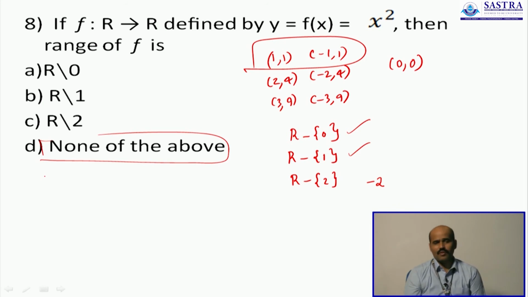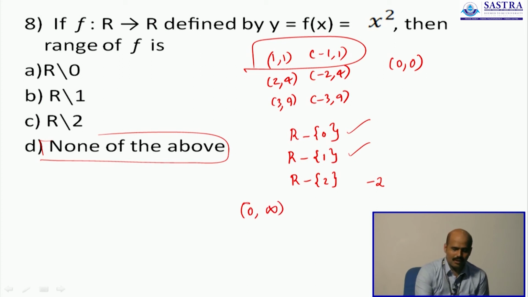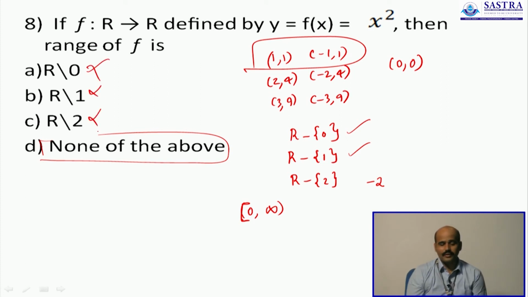Now the range of this function is actually all numbers which are non-negative. Every number in this interval is in the range of the given function, because 0 is the square of 0, and the square of any real number can never be negative. So all non-negative real numbers are part of this range. Negative numbers are not part of this range, and therefore options A, B and C are incorrect. It's only option D which is right, because option D says none of these is right, and that suits the actual range best.